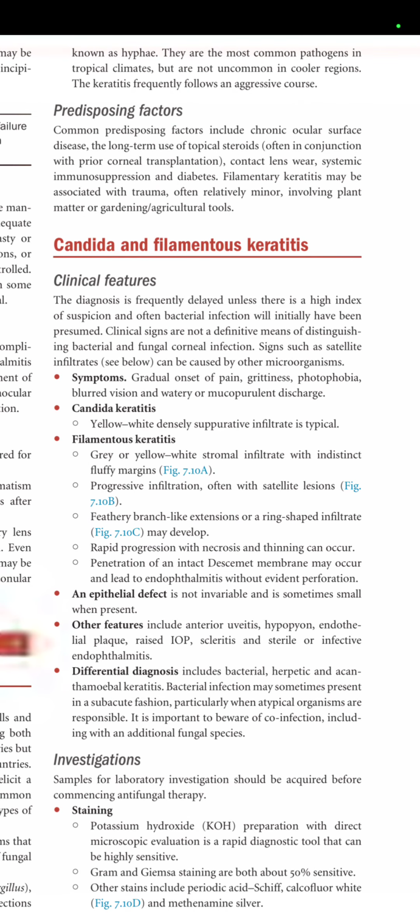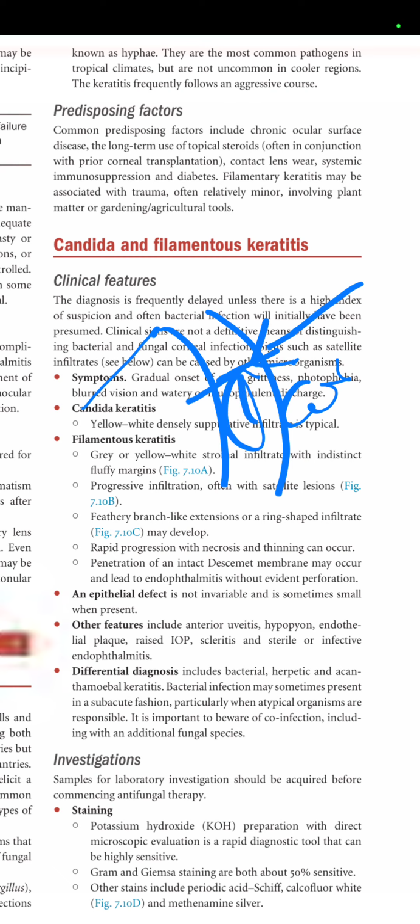Rapid progression with necrosis and thinning may occur. So basically the fungi first invade the cornea, then move deeper inside, and can cause thinning and necrosis of the cornea. Penetration of an intact Descemet membrane may occur and lead to endophthalmitis without any evident perforation. So it can invade the intact Descemet membrane and cause endophthalmitis as well. An epithelial defect is not invariable and is sometimes small when present. Sometimes we cannot even see the epithelial defect.